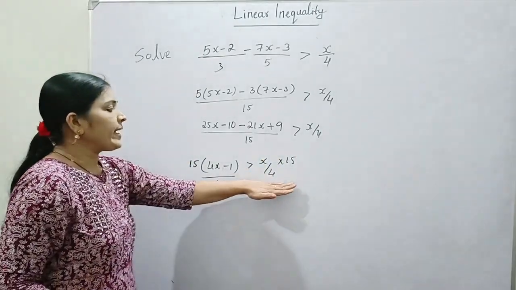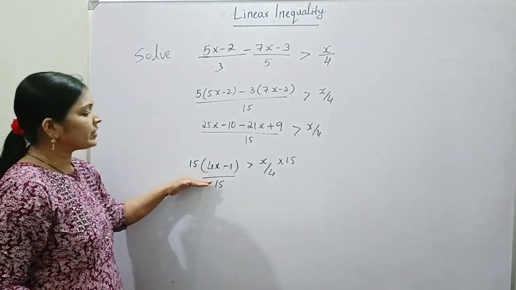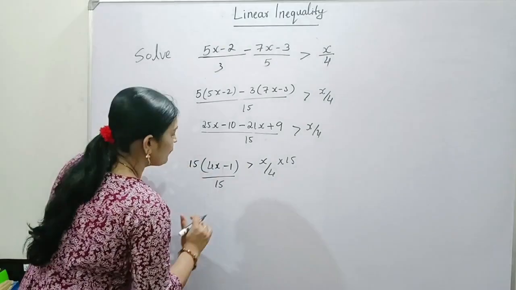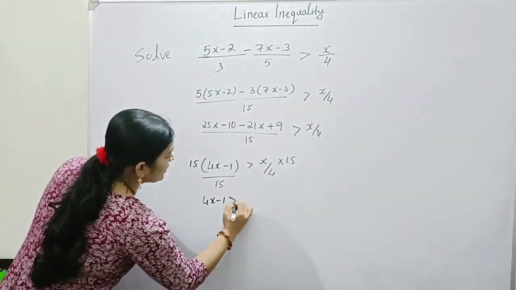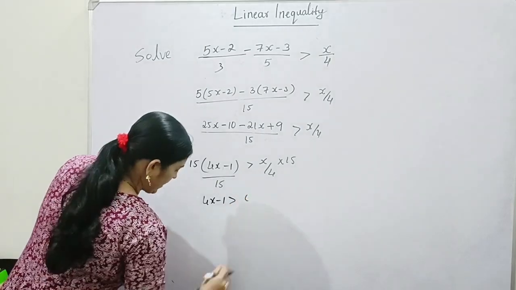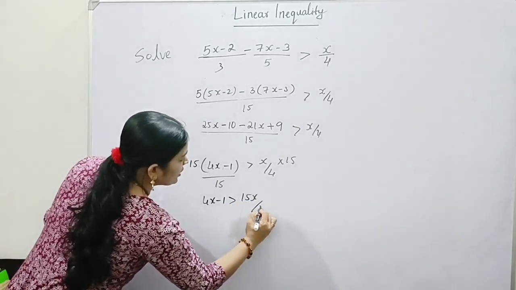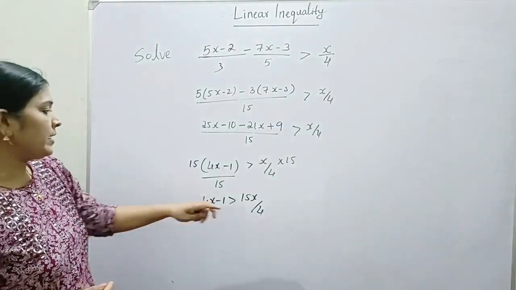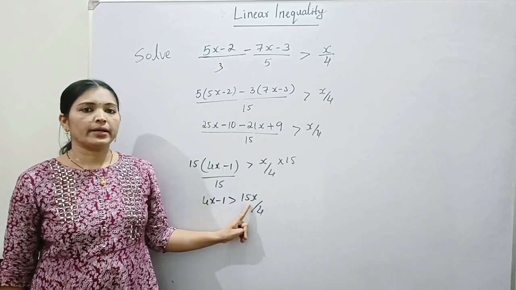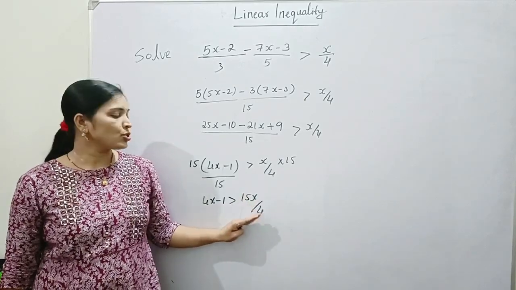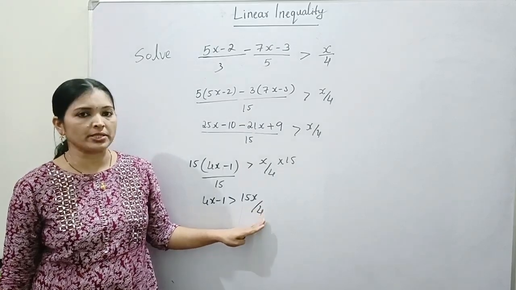During exam you can skip this step. You can write after cancelling 15. 15 cancelled, so 4x minus 1 greater than 15x divided by 4. Here also we have to cancel x terms, right? So we have to cancel x terms. Before that, let us cancel the denominator.